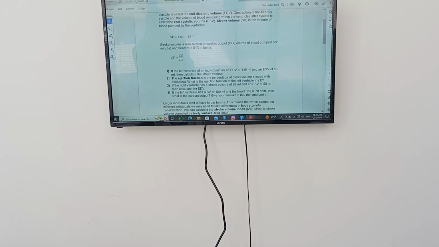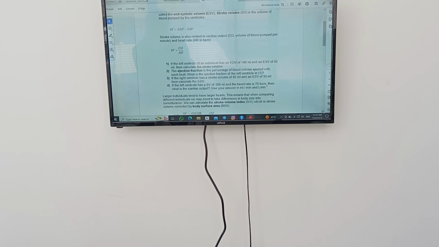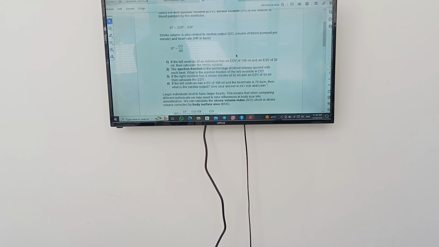We have the first equation. If the left ventricle of an individual has an EDV of 140 milliliters and an ESV of 50 milliliters, then calculate the stroke volume. So what do you say? We're going to say EDV minus ESV, so it's 140 milliliters minus 50 milliliters, and the result will be 90 milliliters. The second one is kind of tricky.